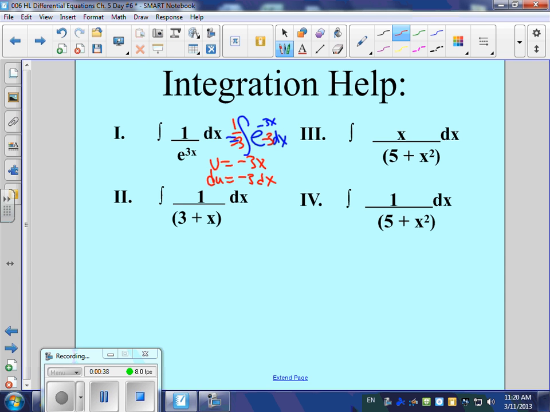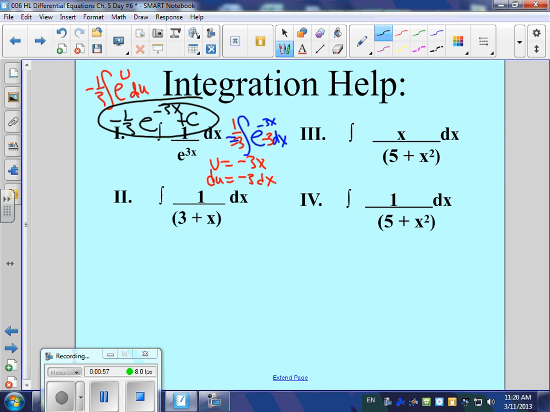Negative 1/3. So the technique is negative 1/3, antiderivative of e to the u du, and what's the antiderivative of e to the u? Negative 1/3 e to the u, which is negative 1/3 e to the negative 3x plus c. So there's your answer for that.